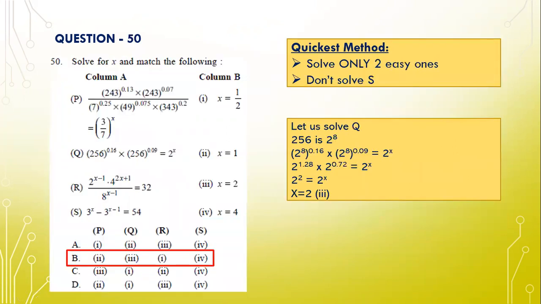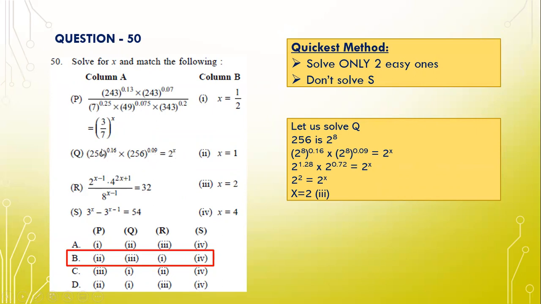Solve for x and match the following. Okay. First, you remember, don't solve for s, because for s all the answers are 4. So don't solve for s. Let's solve for one easy question. So which one is easy? So q looks easy, isn't it? Let's solve q. 256 raised to 0.16 into 256 raised to 0.09 is 2 raised to x.